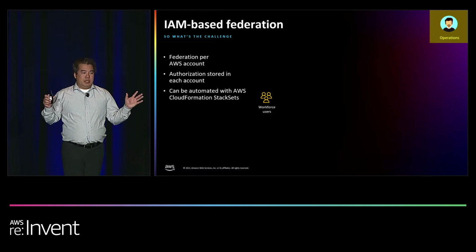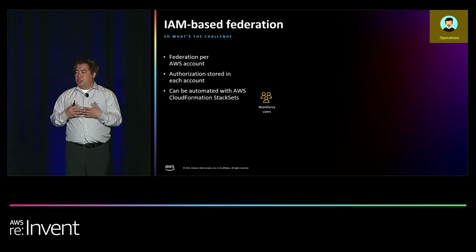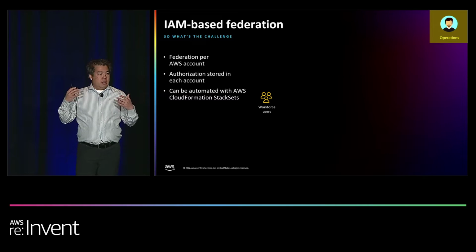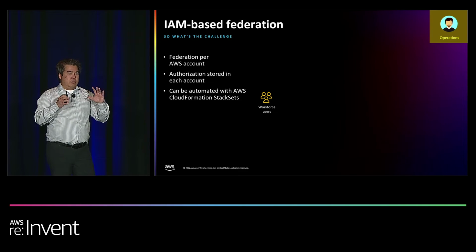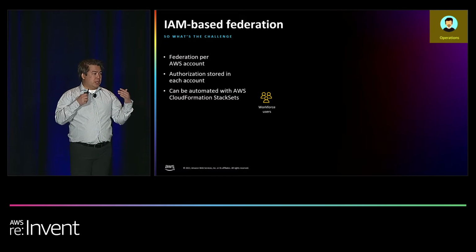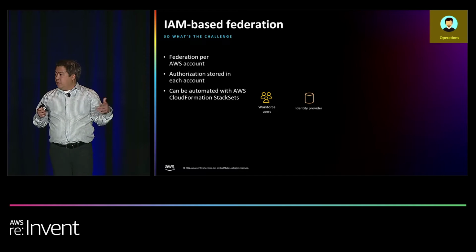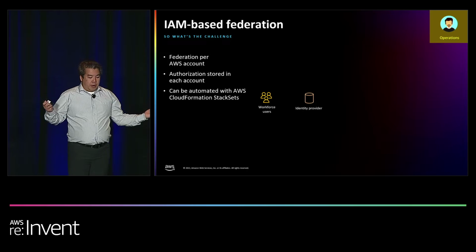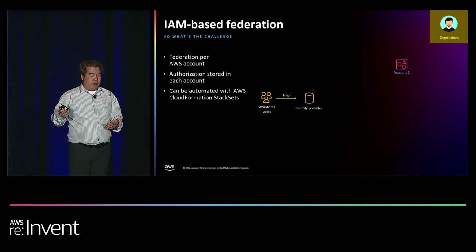So I'm going to step back just a little bit. I want to really show the differences and the simplification that Identity Center is showcasing here. Let's go into the standard, or what most of us are using today, or a lot of customers are using today, which is just IAM-based federation, AWS IAM Federation. So you have workforce users and an identity provider. They log into your identity provider, and then they're presented with a list of accounts, and they select account number 1.